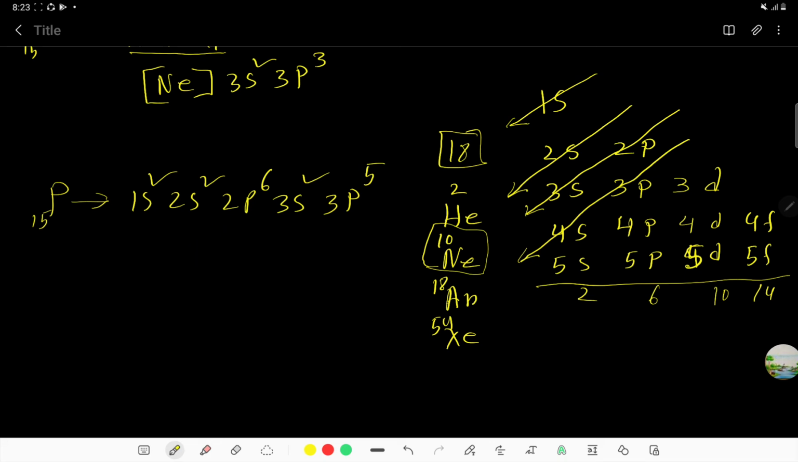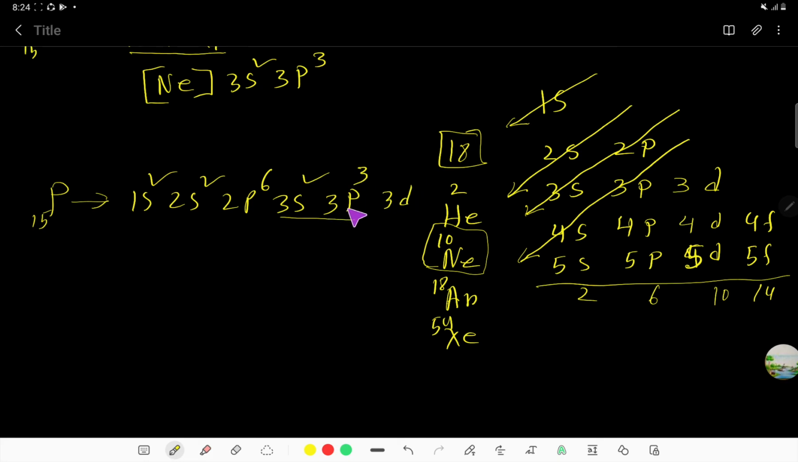Okay, in excited state what will happen? Look, after 3p we have 4s. So in ground state, what will happen? In the third shell, we have 3s, 3p and 3d, right? In excited state, look here we have to put 3 because phosphorus has 15, right? Phosphorus has 15. So look, 2, 4, 10, 12, 15.